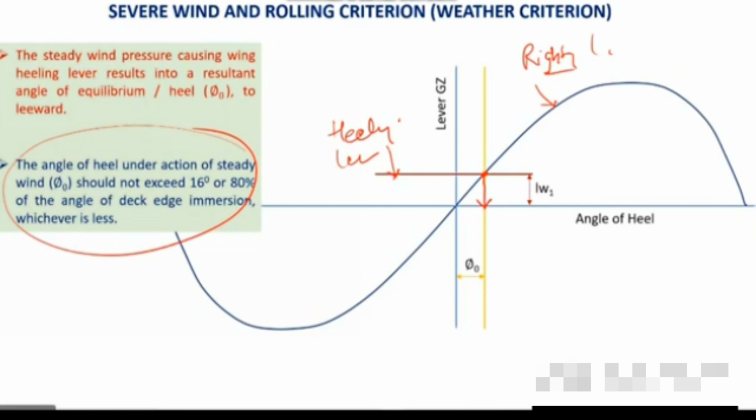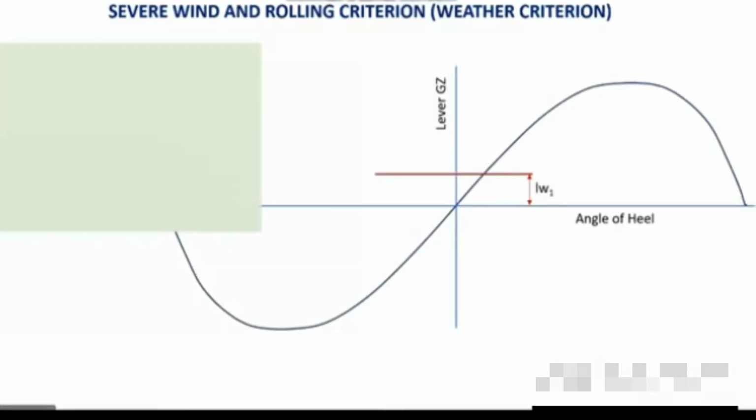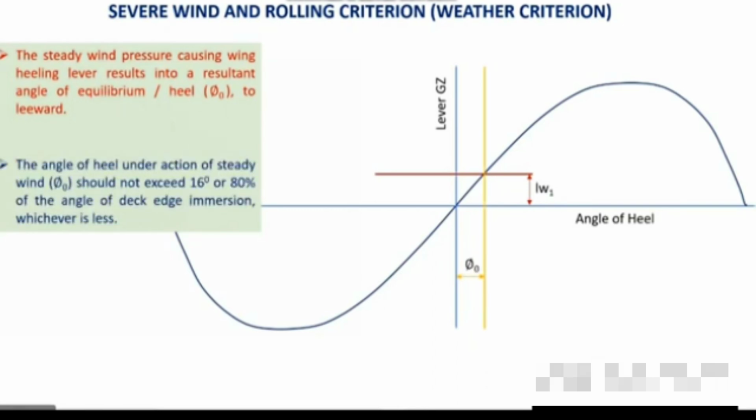So is this part clear? The steady wind heel. I'll clear this and represent it here so that there are no markings on it. The steady wind pressure causing the wind heeling lever results in a resultant angle of equilibrium of phi 0 to the leeward, and obviously the leeward side is to the right in our diagram. So this is phi 0. The angle of heel under the action of steady wind, phi 0, should not exceed 16 degrees or 80% of the angle of deck immersion. That is what is important to know. If it exceeds these limits, the vessel is failing on this criterion itself. Is that clear, beta? Yes, I got it.